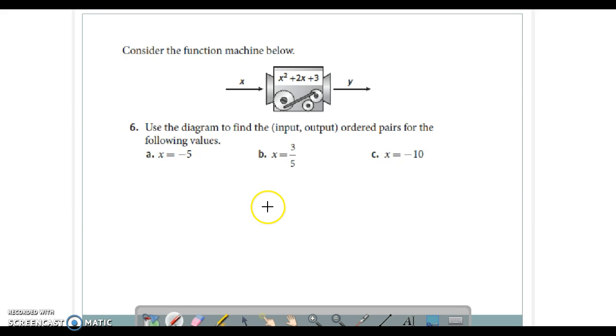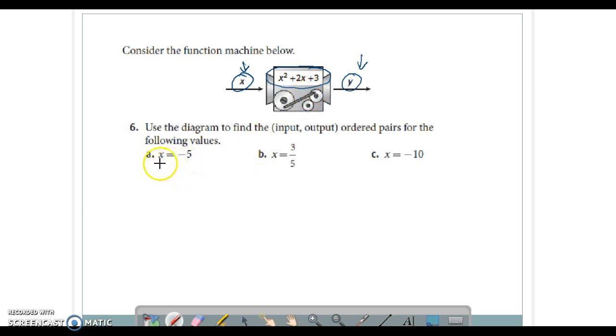So here we have a function machine, and the function machine says, here's my x, here's my y. When I choose an x, what value of y will I receive? And these are the directions that are given. So in this particular case, they want me to square the x, they want me to add 2 times the value of x, and then they want me to add 3.